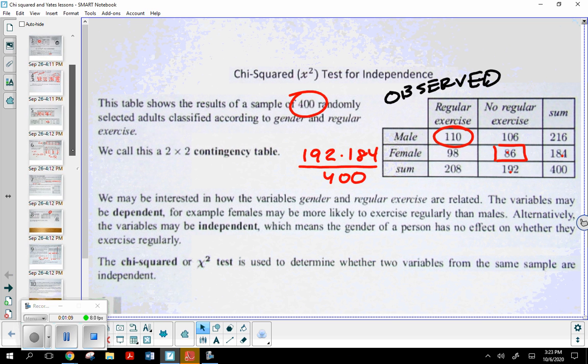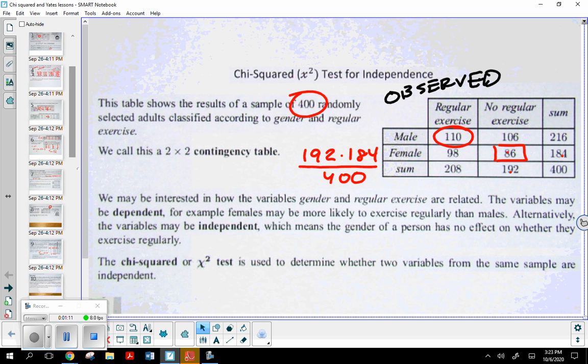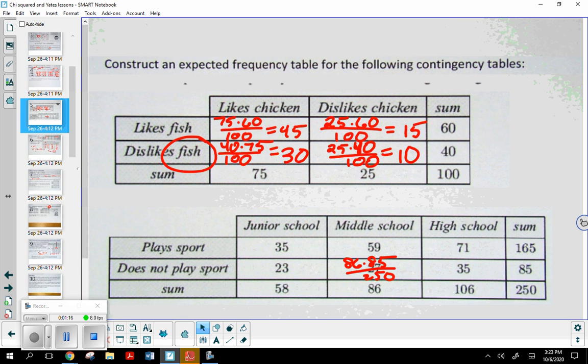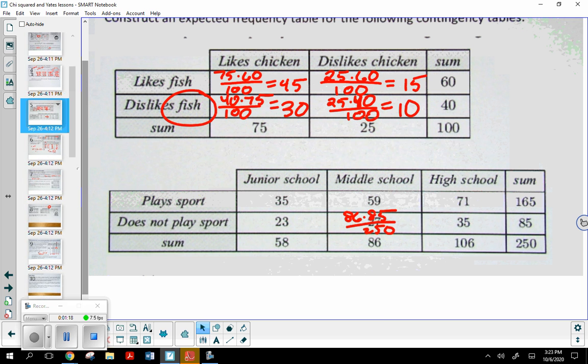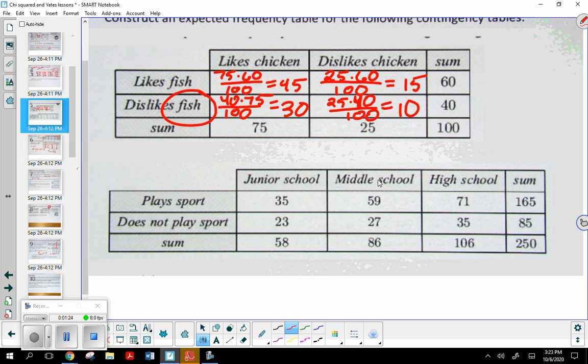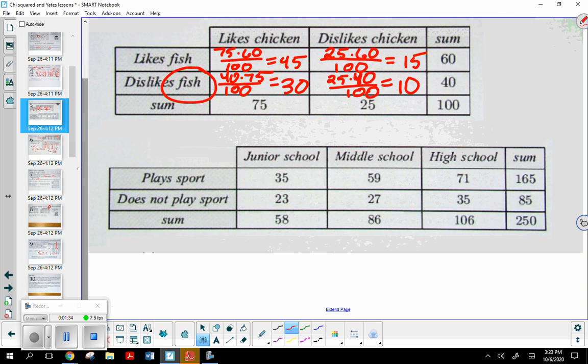Okay, so let's go back to one of these, as far as the expected frequency. These were some examples we were looking at last week. Let's say for this example right here, comparing level of school, whether it's junior, middle, or high school, to playing or not playing a sport. So let's say I wanted to find the expected frequency value for a junior school student who plays a sport. So this right here.